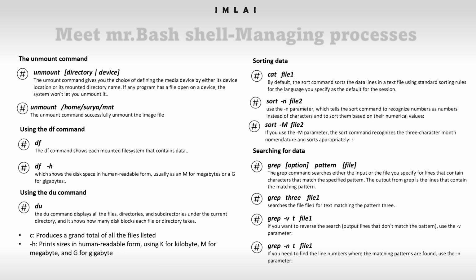We have plenty of options that come along with grep, and we are going to look into them one by one while doing some exercises. So here, grep pattern file1 searches file1 for text matching the pattern. If you go for the -v option, you reverse the search, and you go for the -n option if you need to find the line numbers where the matching patterns are found. So this is how it works. Let's jump into some practical exercises, and then we will do it one by one. So let's begin.